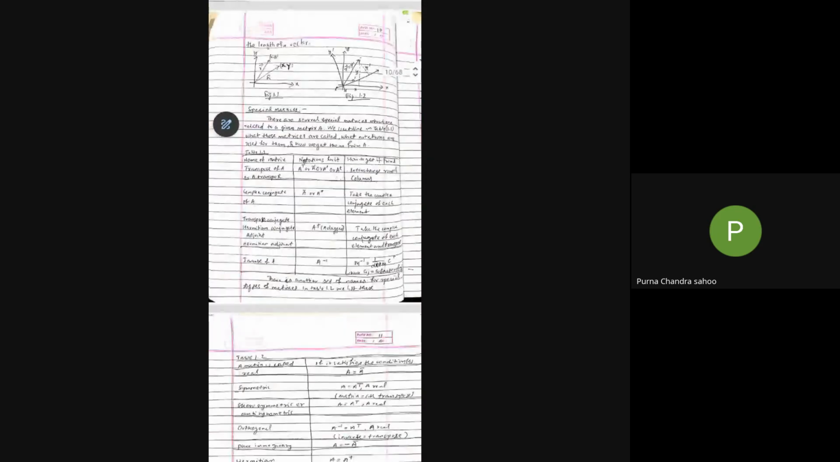Then your orthogonal matrix. A matrix A is orthogonal if its transpose is equal to its inverse. Okay? Unitary matrix. A matrix A is labeled unitary if A dagger is equal to A inverse. Then Hermitian matrix. The matrix A is labeled Hermitian or self adjoint if A is equal to A dagger. If A is equal to A dagger, then you can say that the matrix is Hermitian. If A is equal to minus A dagger, then the matrix is not Hermitian.